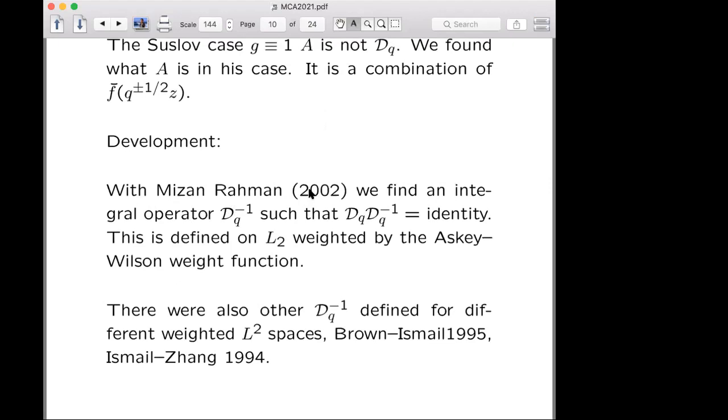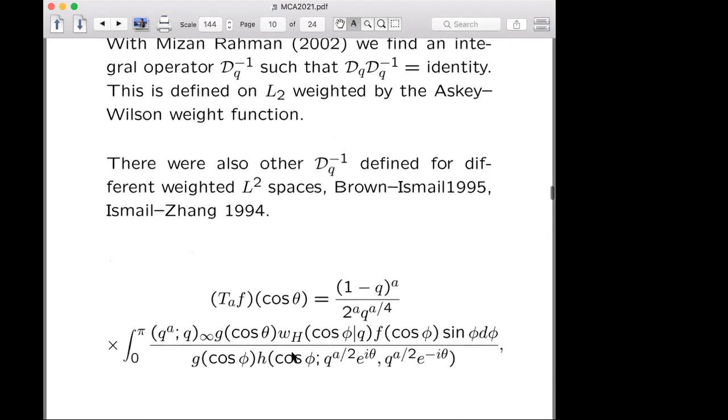And well, after you do that, you get this. Now, okay, so what happens here? Also, sorry, I forgot to mention that there were other cases of computing this inverse in a paper with Malcolm Brown, and the first one was with Zhang. Okay, so now here is what the operator is finally.